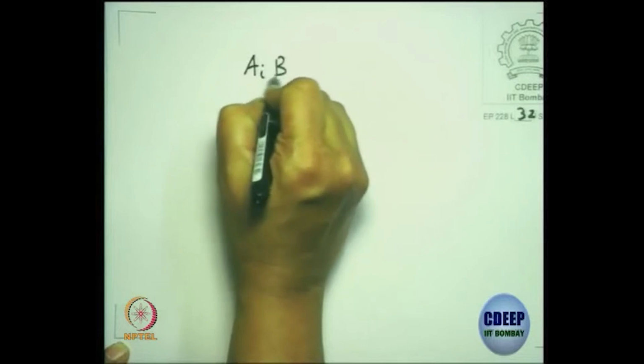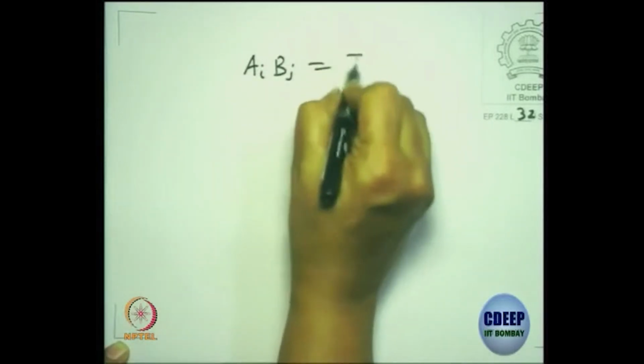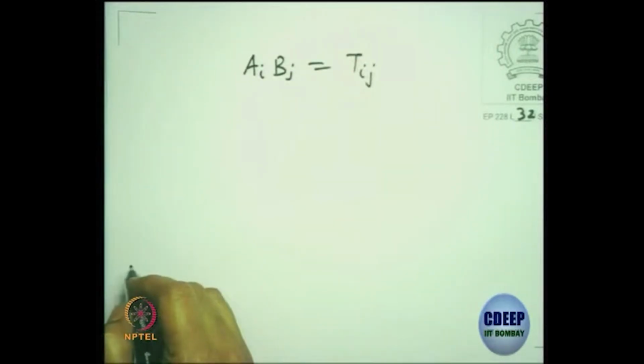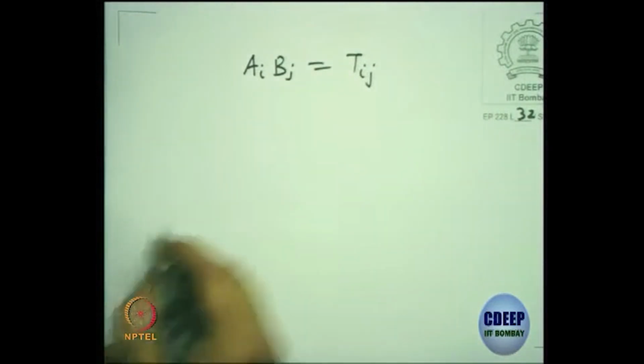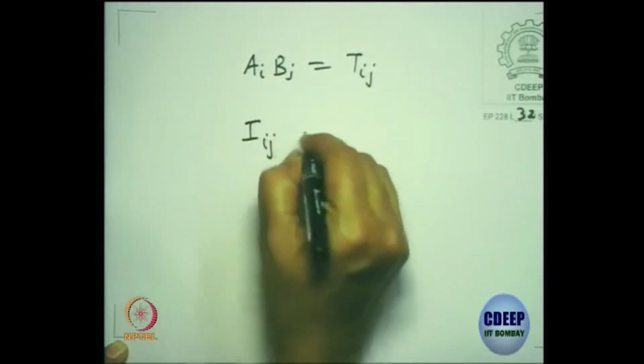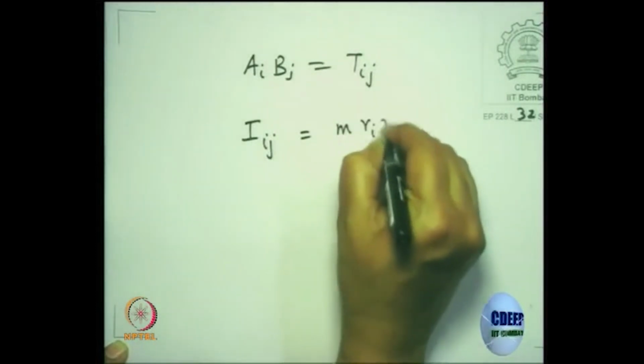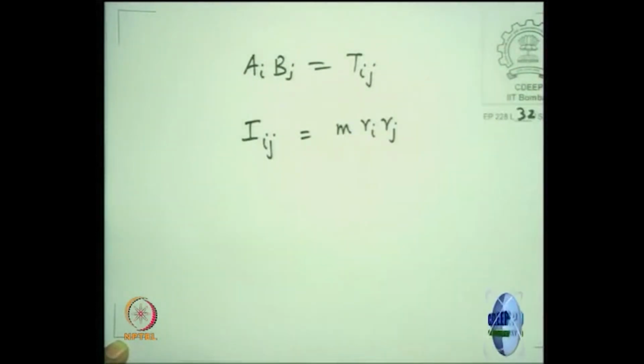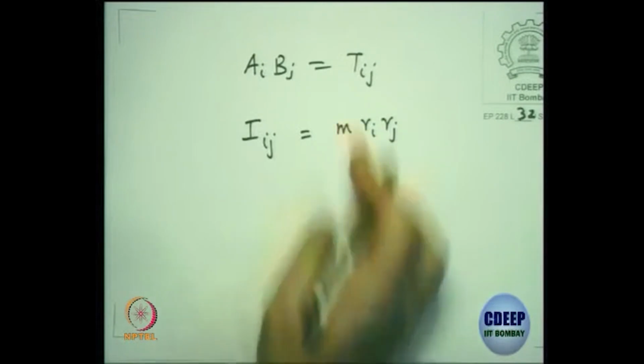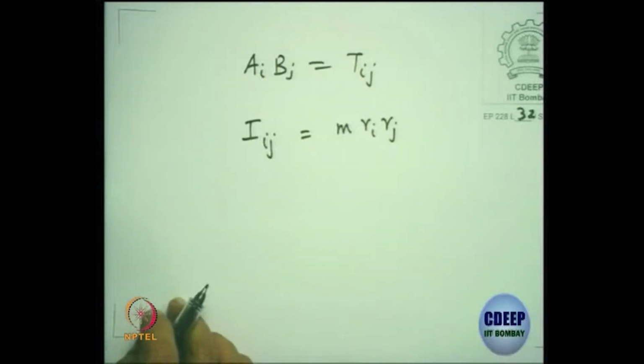If you take Iij, I am sure you would have all done this, but in case you have not, let me just do it. So if I take AiBj and call this Tij, the moment of inertia tensor, let me write it as M Ri Rj, forgetting about all those subtraction terms and so on. Just for example, if I take this, A and B are the same. Allowed?